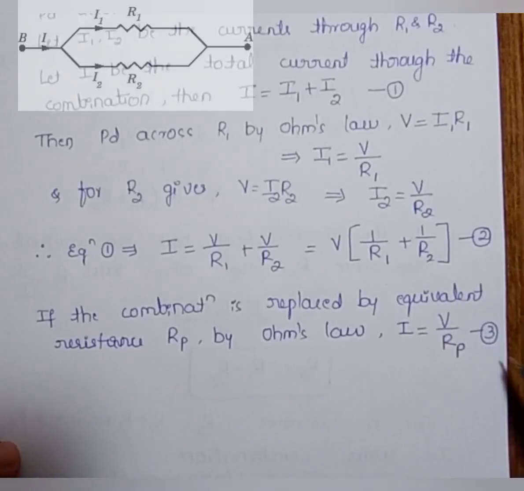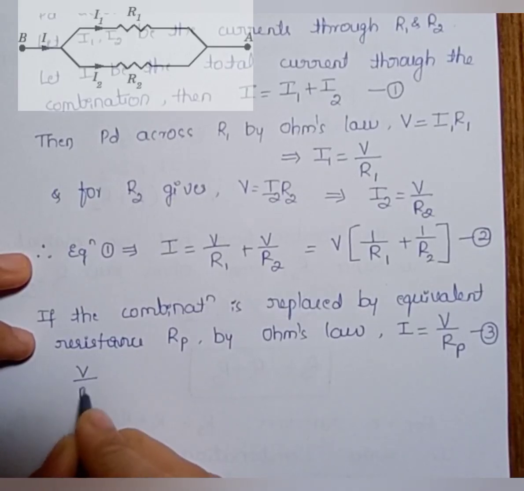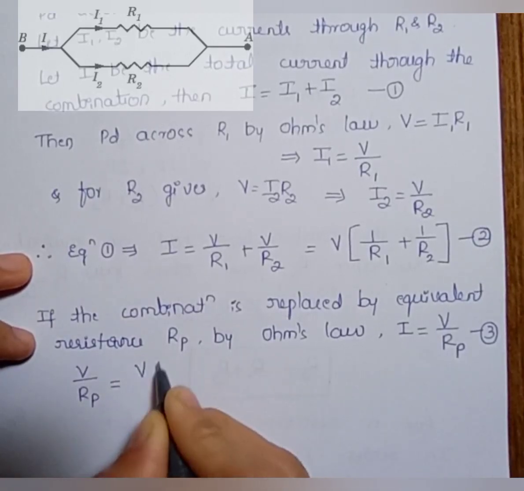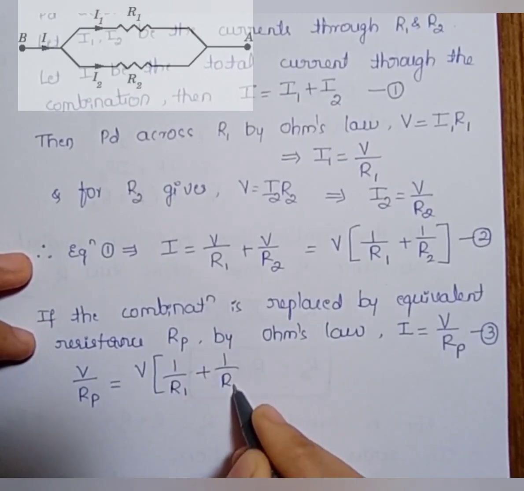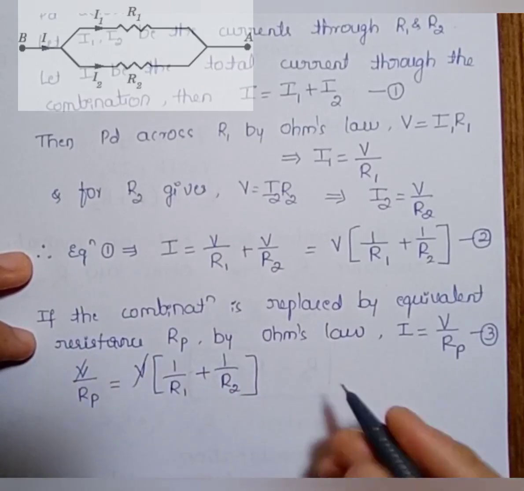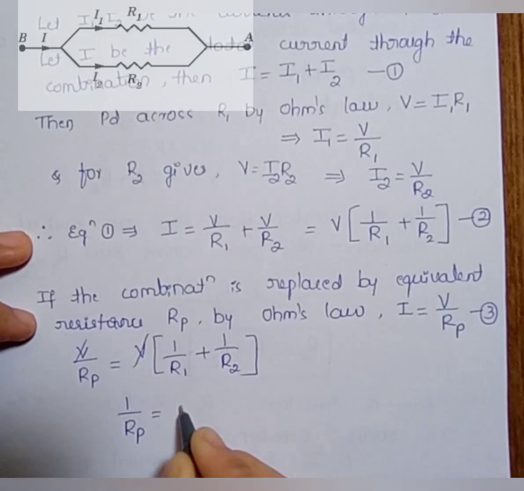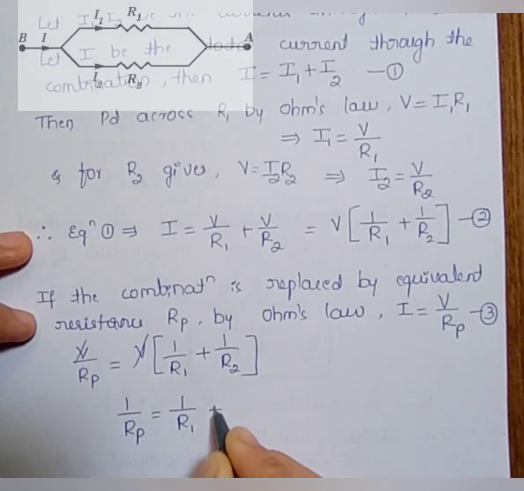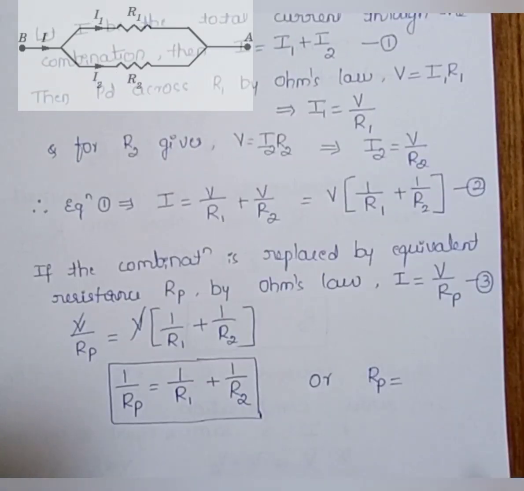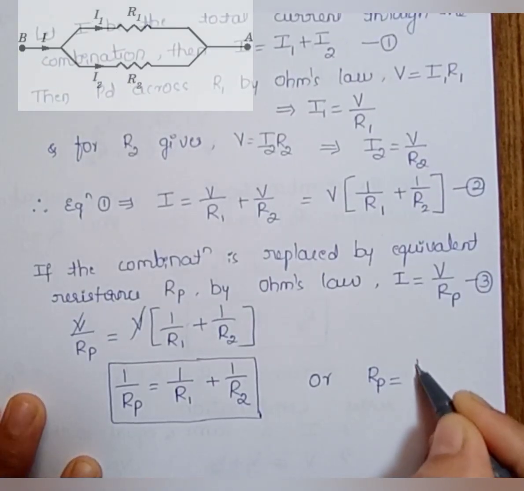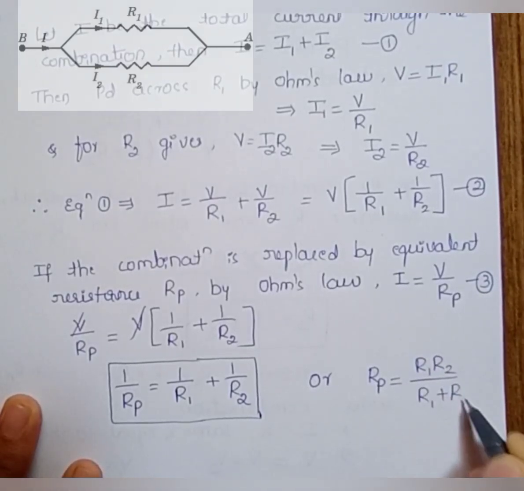Now by equation 2 and 3, what can we write? V divided by Rp is equal to V into 1 divided by R1 plus 1 divided by R2. Here V gets cancelled, and what we will get finally is 1 by Rp is equal to 1 divided by R1 plus 1 divided by R2, or Rp is equal to R1 R2 divided by R1 plus R2.